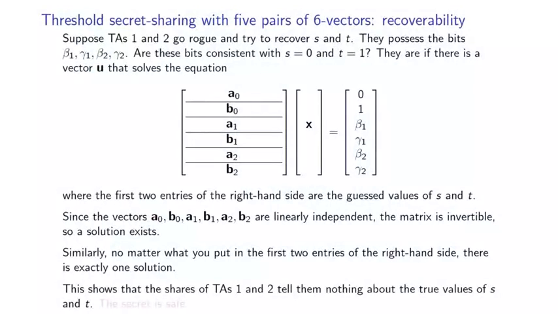So that shows that the shares that the TAs 1 and 2 have don't tell them anything about the values of the secret bits. The secret remains safe.